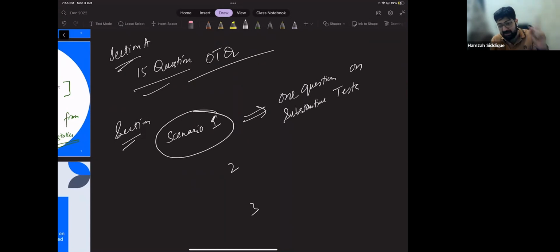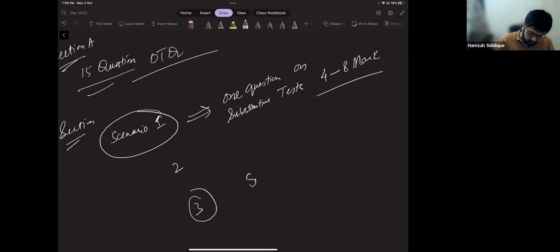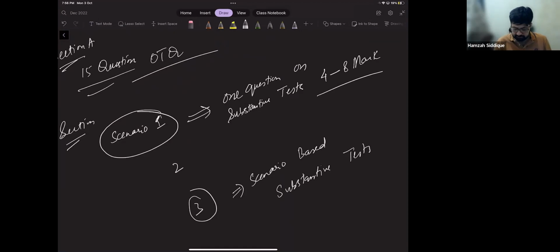I'm telling you based on the past paper analysis. Pick the previous 5 years of past papers. You will find that scenario one has a question on substantive tests, normally 5 to 6 marks. I will write here 4 marks to 8 marks, although 8 marks has never been tested. 4 to 6 marks normally, 6 marks on average. And then afterwards, normally question number three, sometimes two, is a scenario-based question. Another question, scenario-based substantive test, minimum 15 marks, 15 to 20 marks.